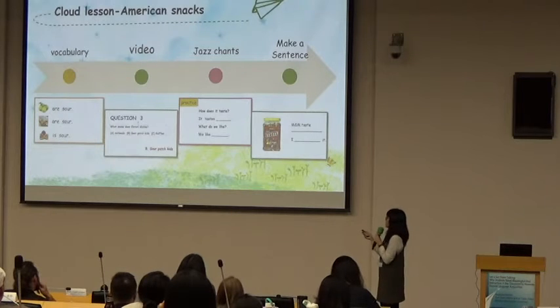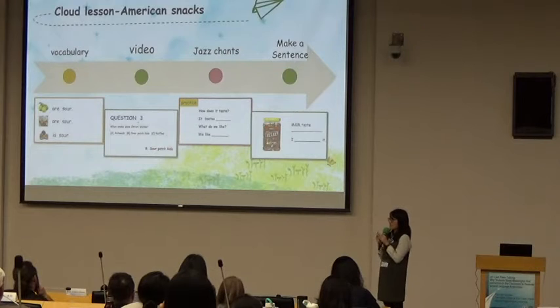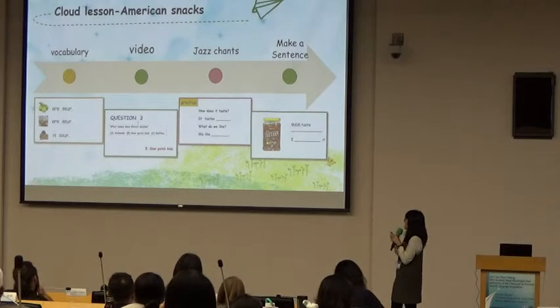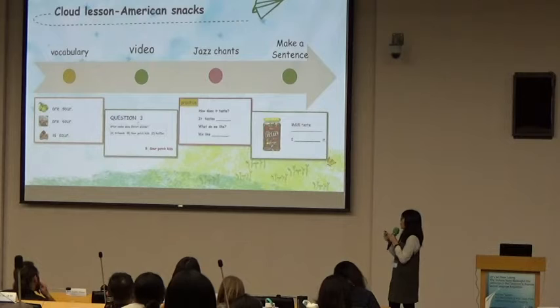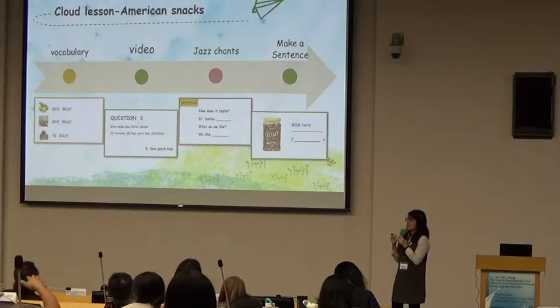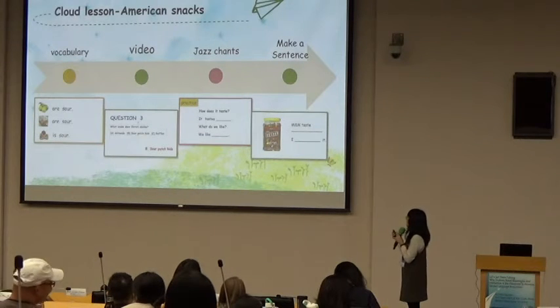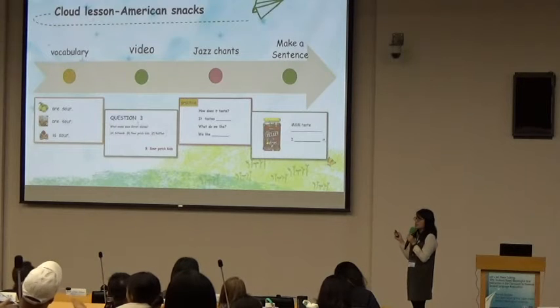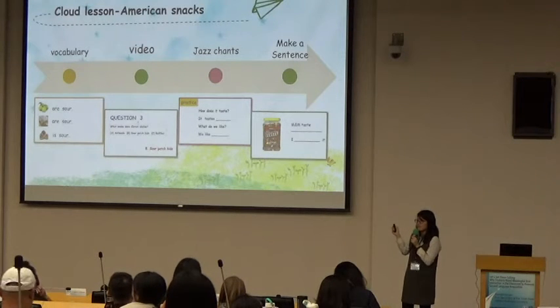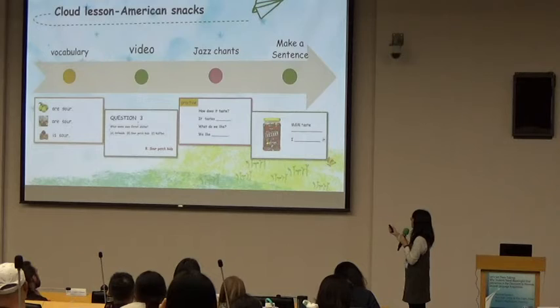And the second part is the video. The third part is Just Chance, like how does it taste? It tastes sour. What do we like? We like less. And then the second part, we try to make the students make a sentence themselves.